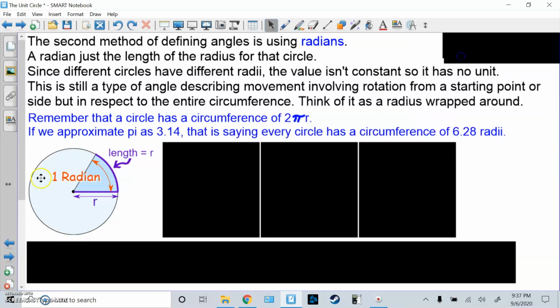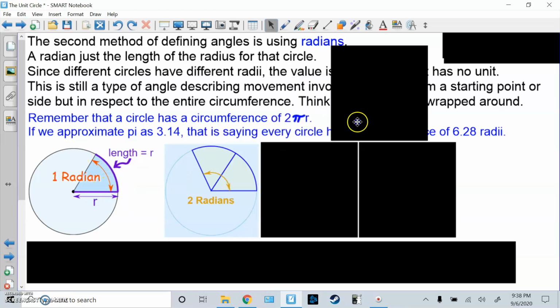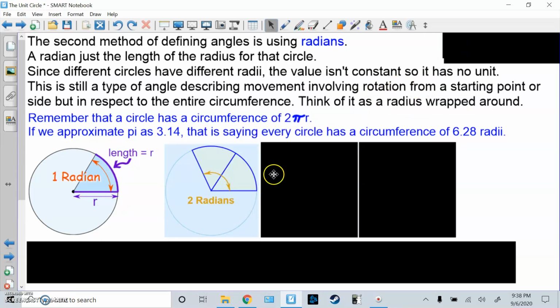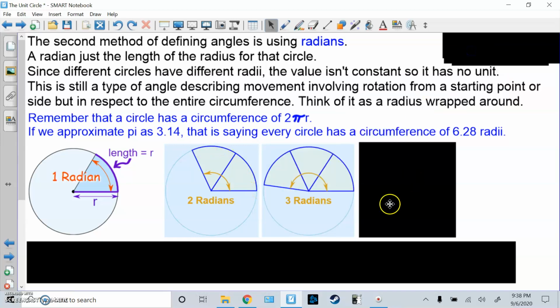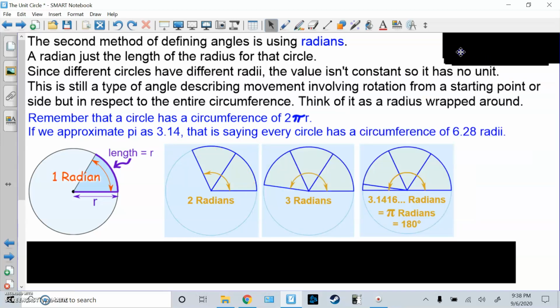So here it is. We have a radius r. Let's call it 5 inches. That means this length right here is 5 inches. So that's 1 radian, because that's 1 radius. There's 2 radians, or 2 radii, so this would be 5 and 5, which is 10 inches. Here's 3 radii. Now I want half a circle, so here's 3.1416 radians, which is pi, which is 180, half a circle.